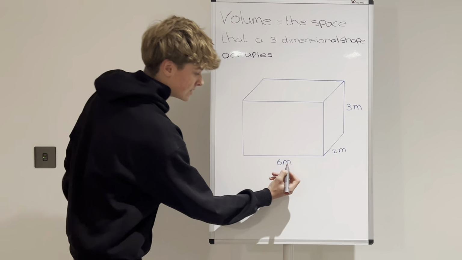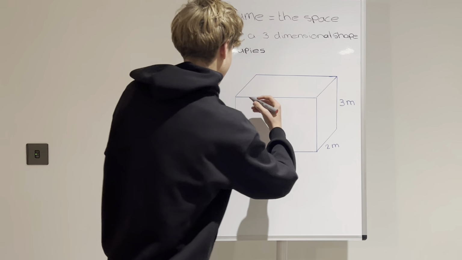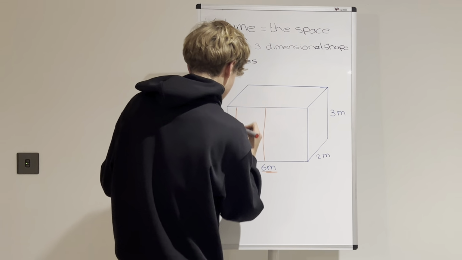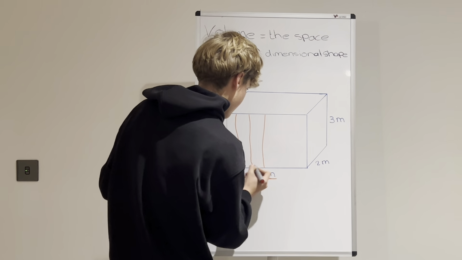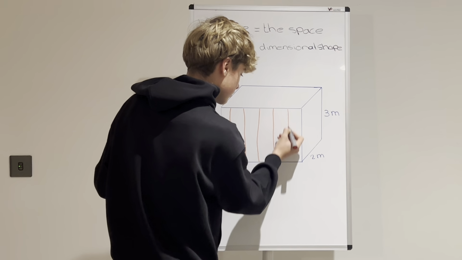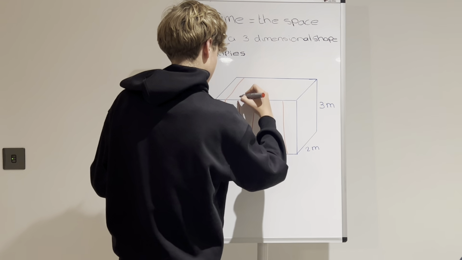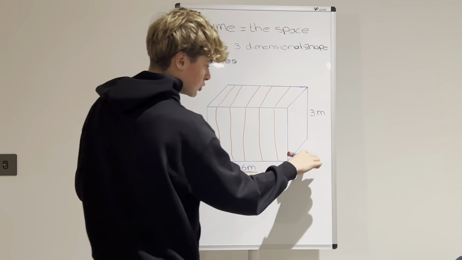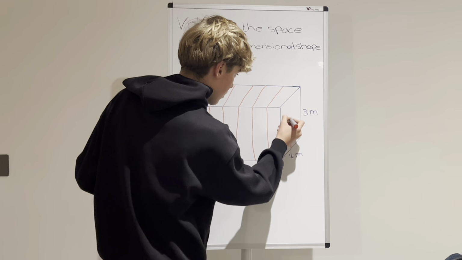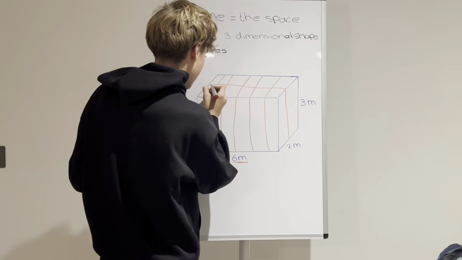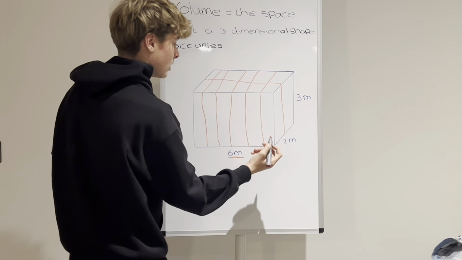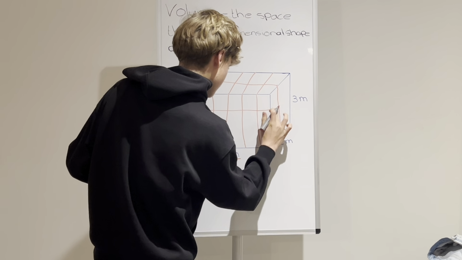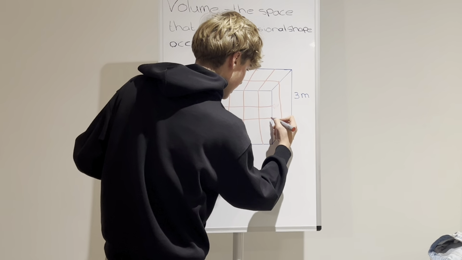So we start with 6 meters on the length. So let's draw 5 lines to divide this rectangular prism into 6 cubes. Also make sure you draw them at the top. Then we have 2 on the width, so let's draw 1 line here and here to have 2 squares, and then 3 onto the height, so we have to draw 2 lines like this.